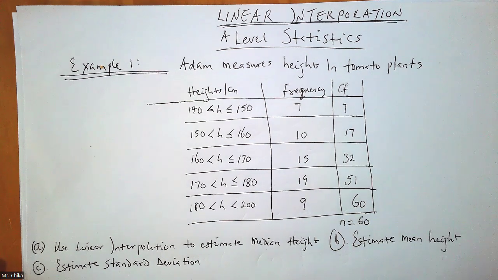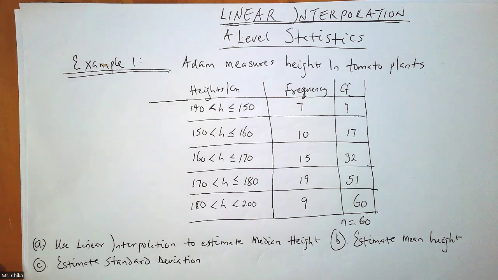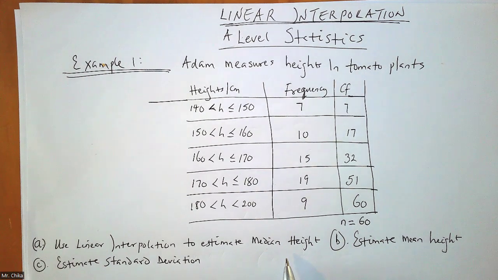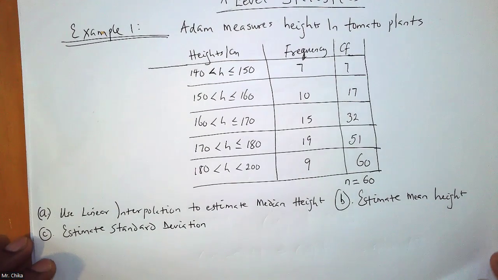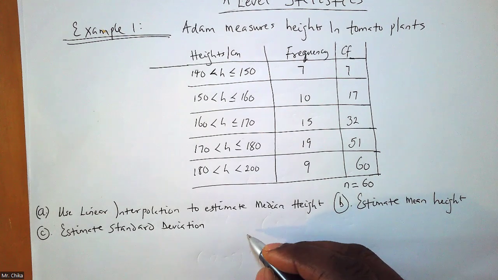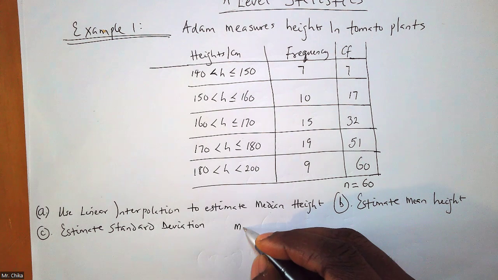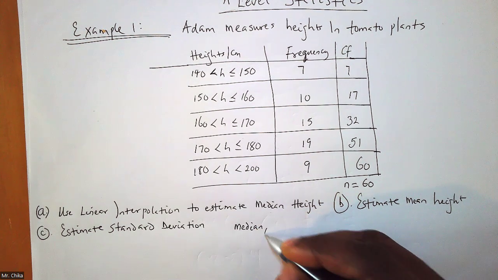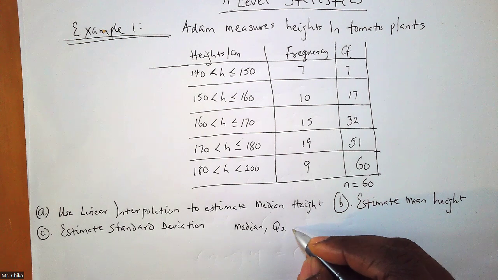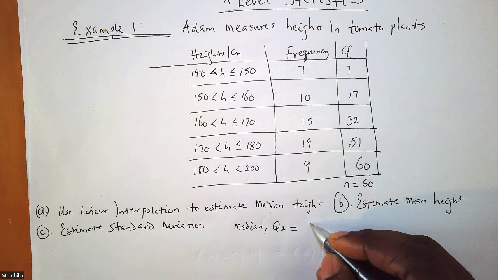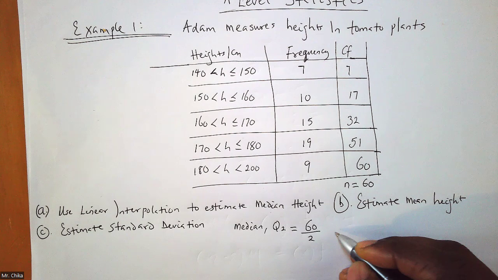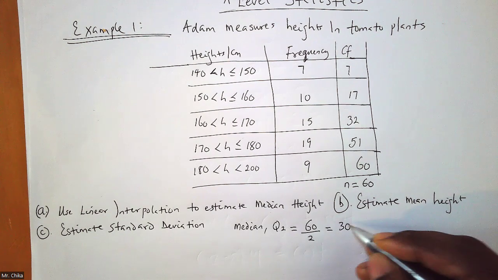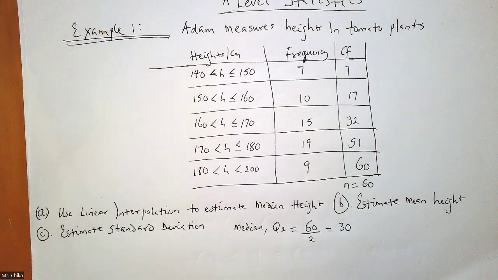Okay, and what that means is what we're looking for is the median height. The median, the middle, or Q2 as we call it. So it's going to be the middle of the whole height, which is 60 divided by 2, and that will give us 30. But that doesn't mean it's the 30th quartile. That doesn't mean that's the final answer.